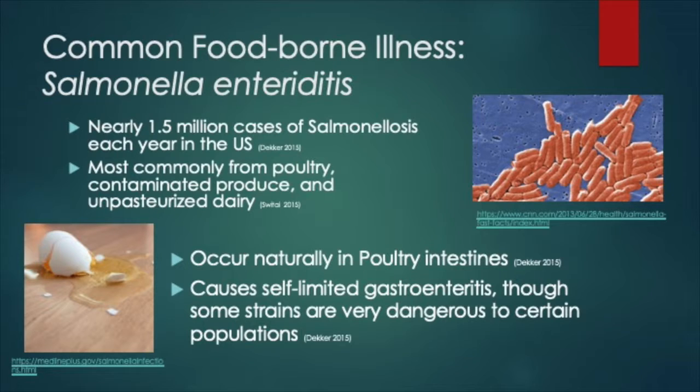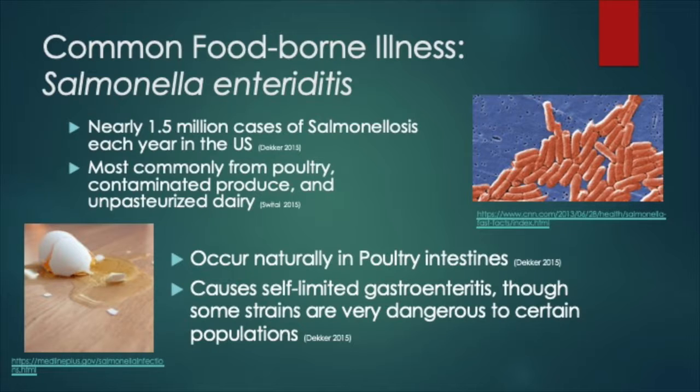Another bacterial cause of food poisoning is Salmonella enteritidis. It causes salmonellosis, and there were just over 1.5 million cases of salmonellosis reported in the U.S. in 2015. Salmonella contamination most often comes from poultry products. Other sources would be contaminated veggies and unpasteurized dairy.